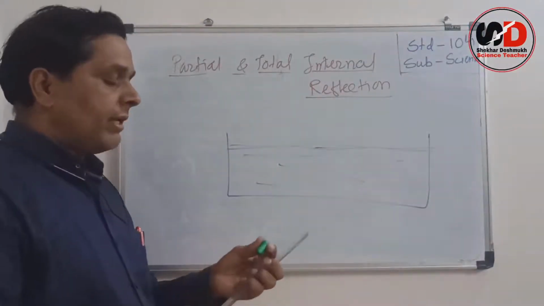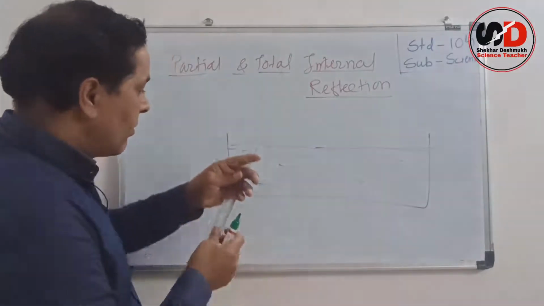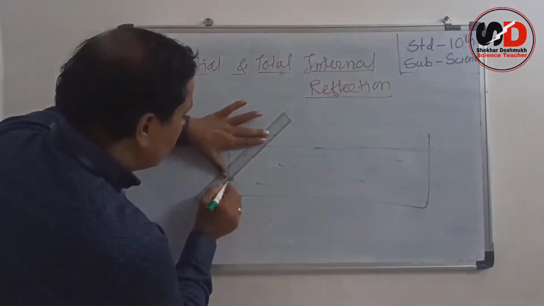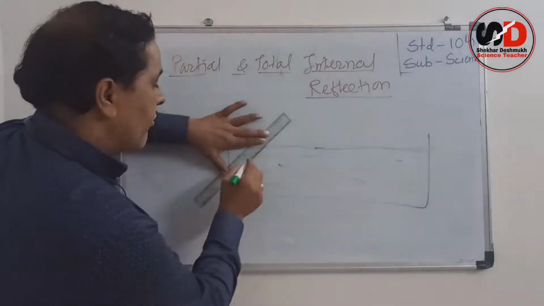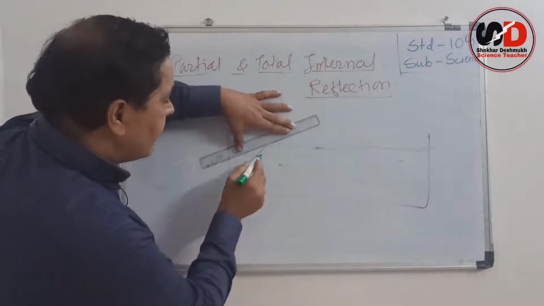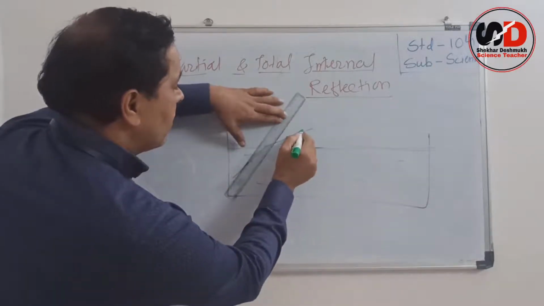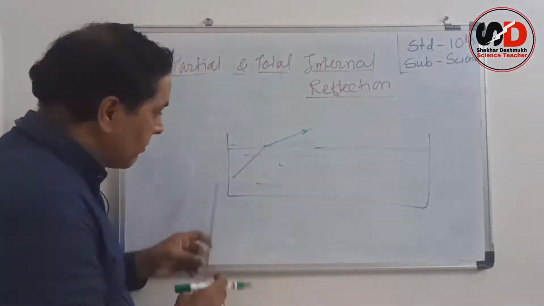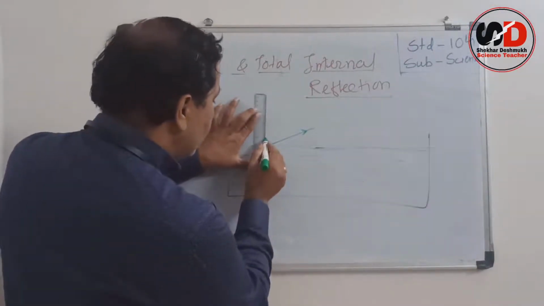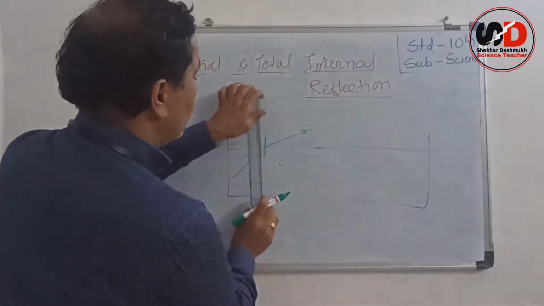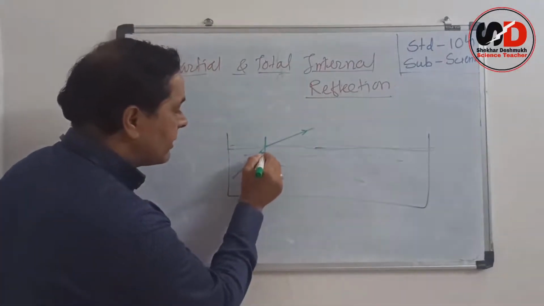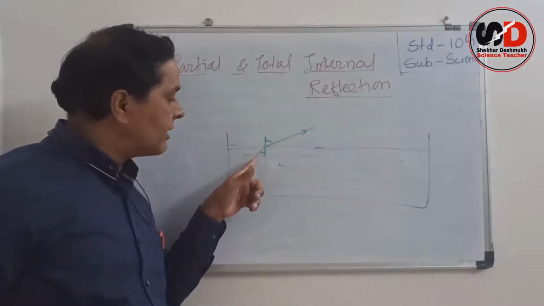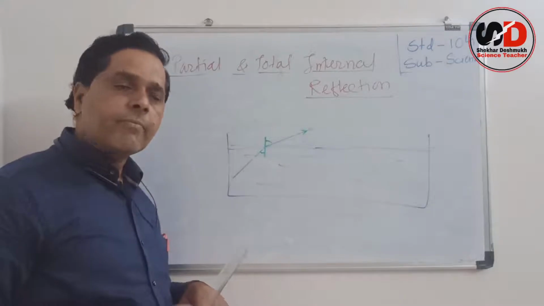Suppose the light is traveling from water to air. What happens? Definitely it bends away from the normal. Right? The meaning of that is, see, the angle of incidence and angle of refraction. The angle of refraction is always greater than the angle of incidence.